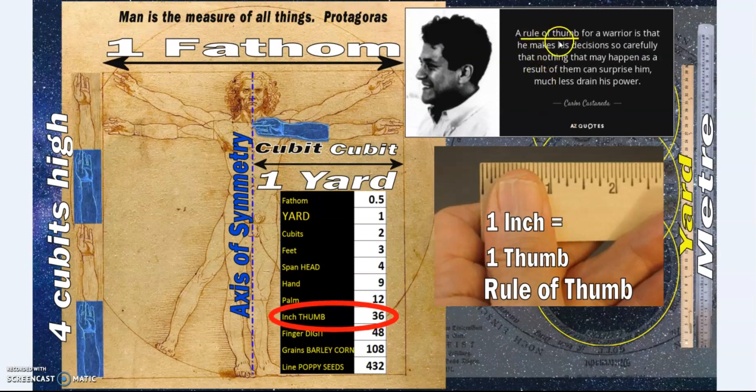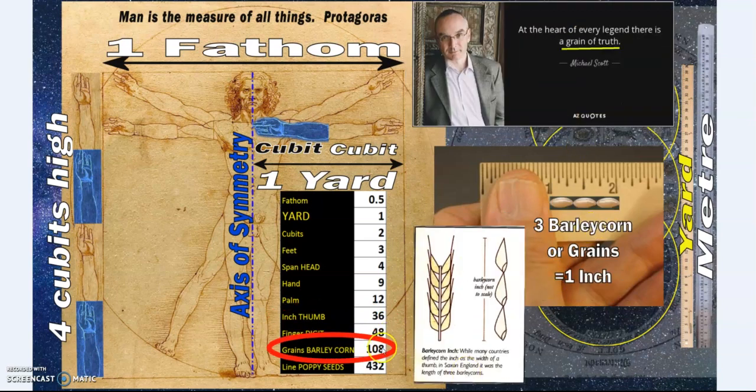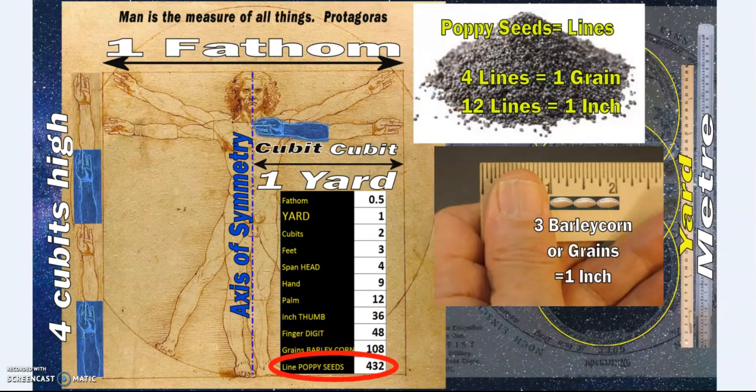And also the rule of thumb is another one of these terms that have been embedded in our language. Grains or barleycorn, so 1 inch is 3 barleycorns. This was one of the oldest definitions of it. Even grain of truth is another expression that's come in. If 1 inch is 3 barleycorn, then 4 lines is 4 poppy seeds. So 4 poppy seeds equals 1 barleycorn. Therefore 12 lines or 12 poppy seeds equals 1 inch. Back in the day, this was how they were defined as well.